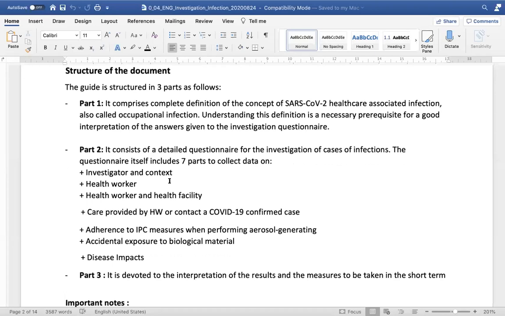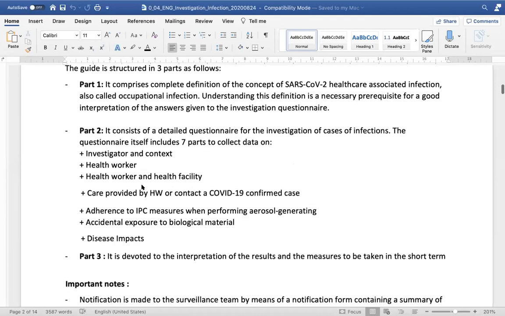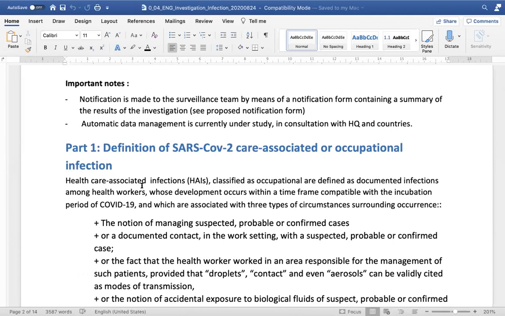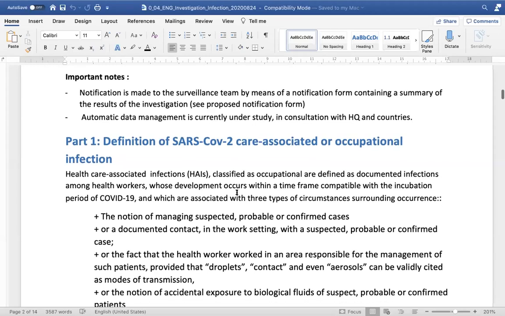So the first part is mainly about the information on COVID, the definitions thereof, just as we had in 2.2. The second part is mainly about the information on the healthcare worker and whatever the healthcare worker was doing. And then the third part is devoted to interpretation of the results of the investigation that is carried out. Okay, so just as we have with the 2.2, we have the definition of COVID and associated occupational infections. The information is similar.